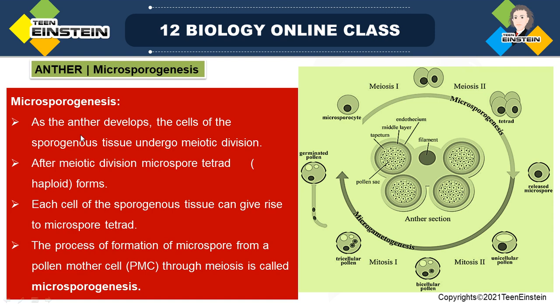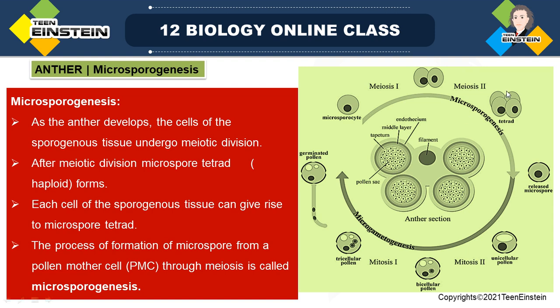As the anther develops, the sporogenous tissue, present at the center of the anther, its cells will undergo meiotic division. After meiosis, microspore tetrads are formed. Each cell of the sporogenous tissue can give rise to a microspore tetrad. So not only one cell, almost each and every cell of the sporogenous tissue can give rise to a microspore tetrad.